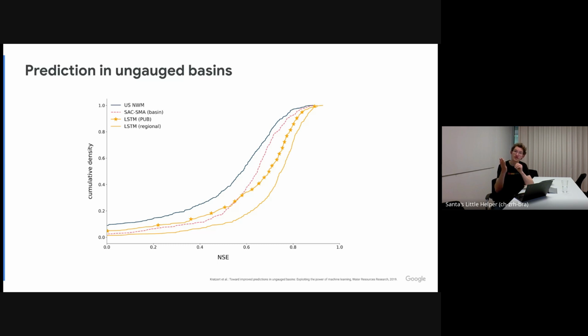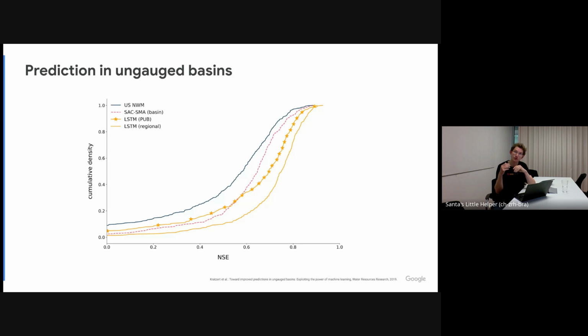So what we see now is that, of course, we're getting a bit worse, or we're getting clearly worse than the LSTM that has been trained on the places. But we're actually still on par, if not better in many cases, to SAC-SMA, where SAC-SMA has seen these places and the PUB LSTM has not seen the places. So this is really quite a massive improvement in the ungauged prediction performance.